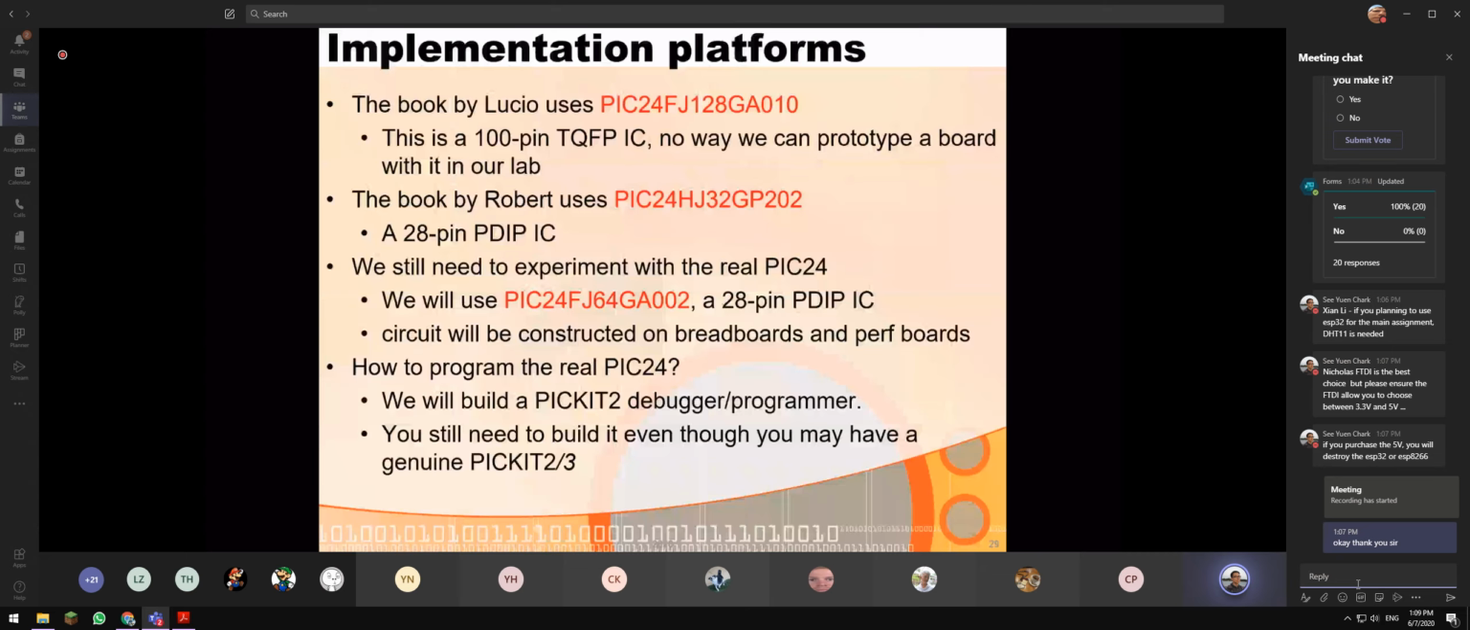Okay, in this book by Lucio, he's using PIC24FJ128, which is more or less the same. So F and H, F is a slower version, H is a faster version. We'll look into this later.